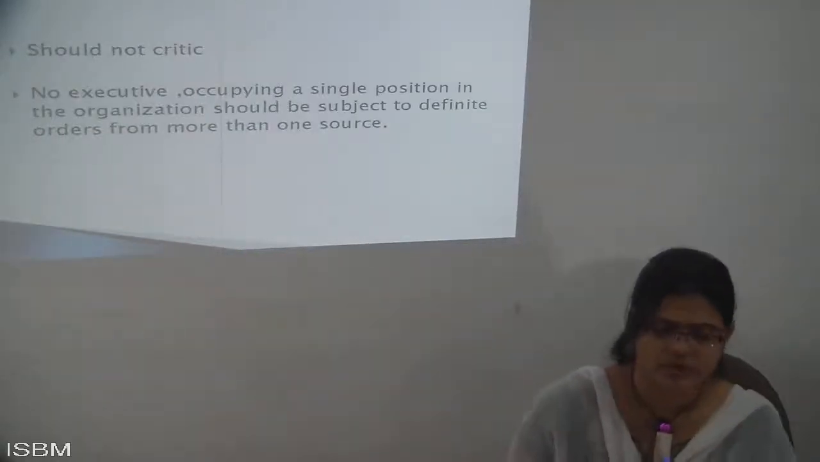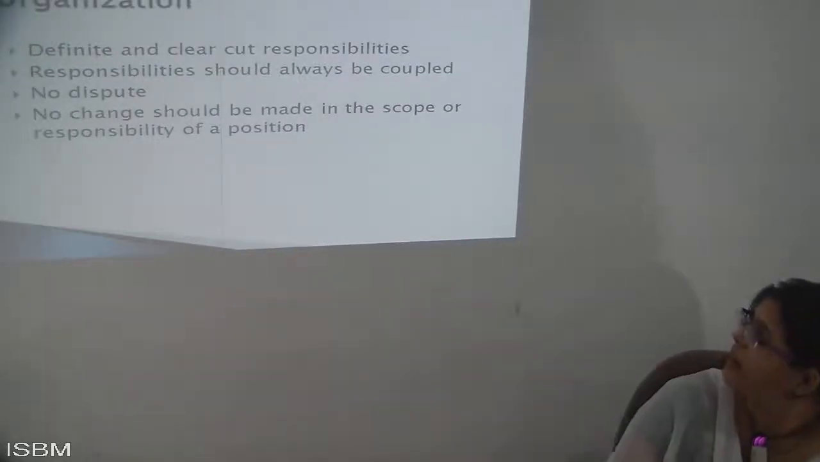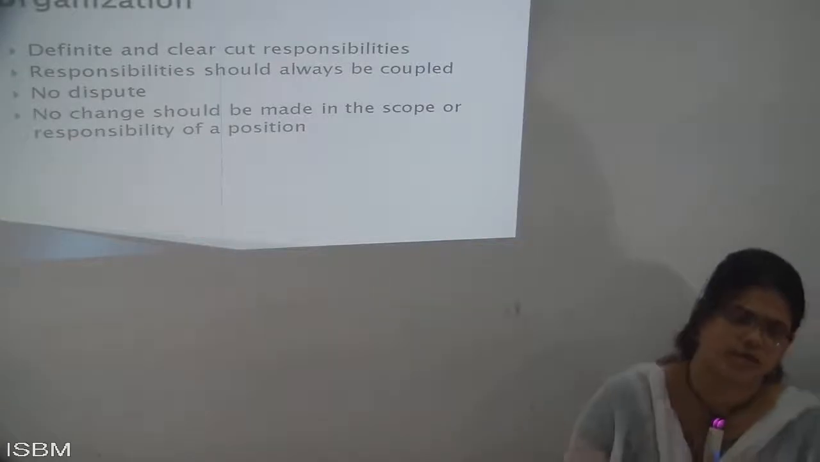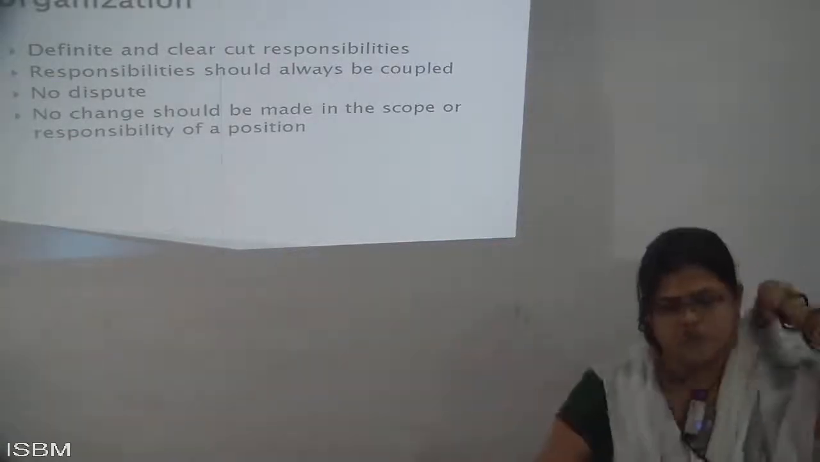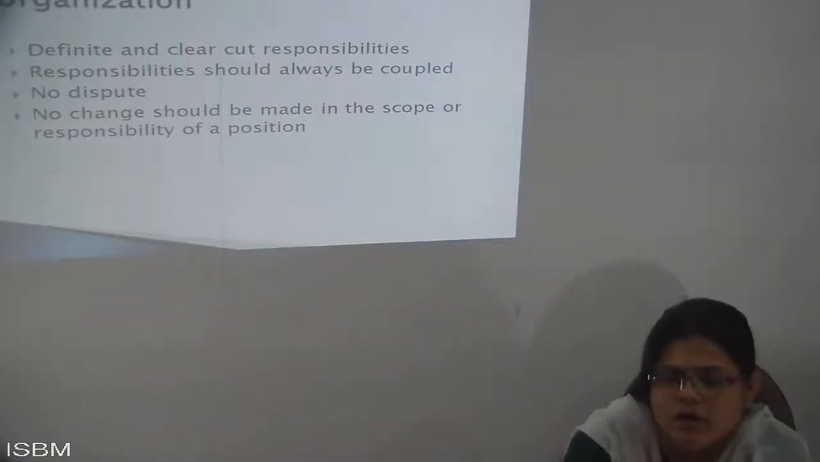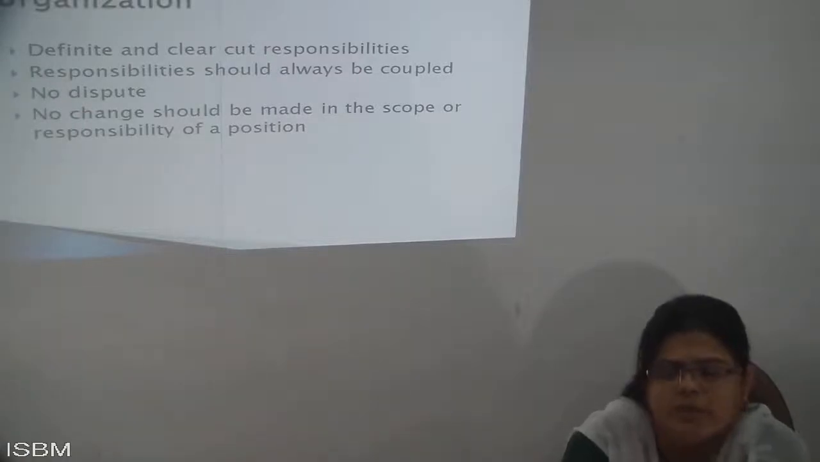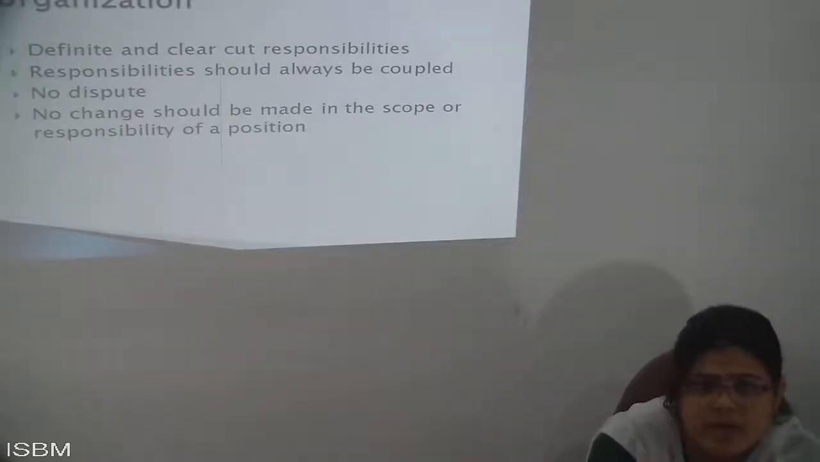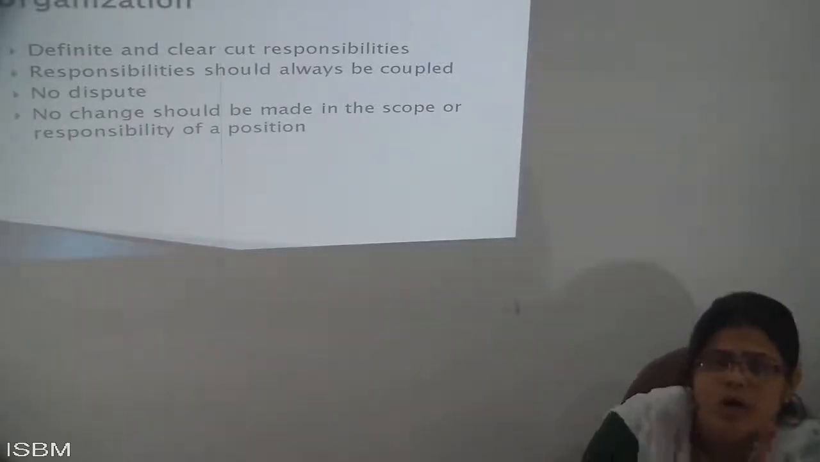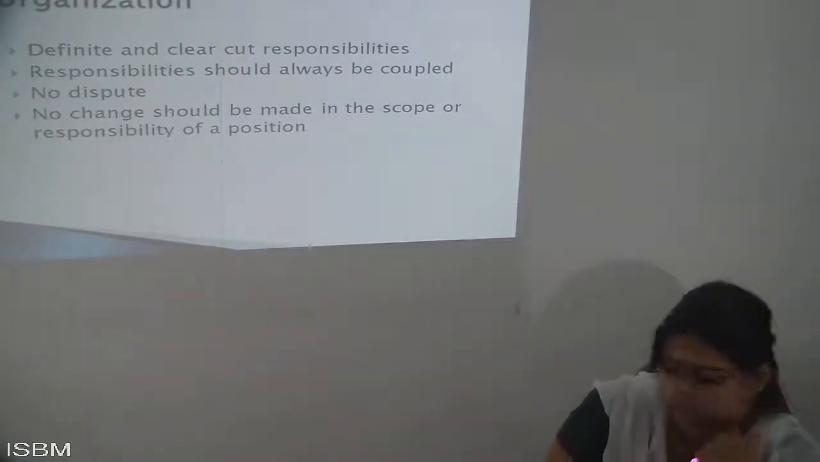Next is what will be now. So these are the good commandments of a good organization. With the help of this only, you get a good organization. You get clear-cut responsibility. Once you get a responsibility, you complete it. You should not develop any disputes. Next, no changes should be made with any kind of scope. And whatever responsibility has been allotted to you, you need to complete that responsibility.